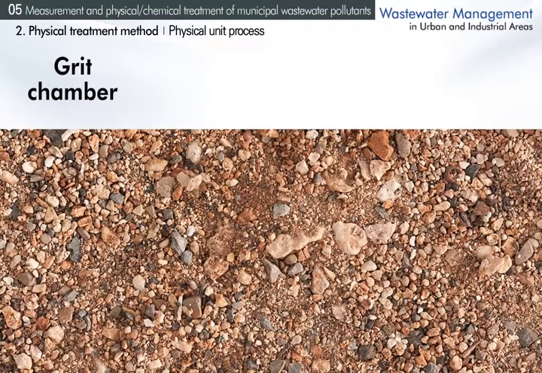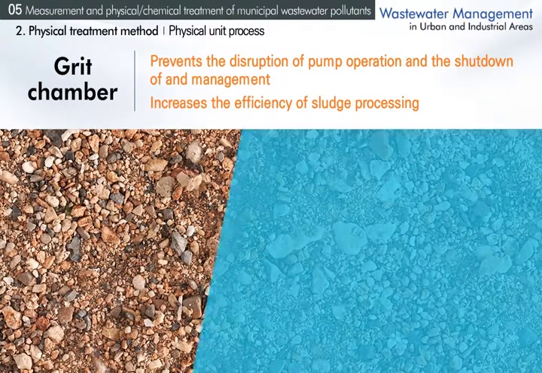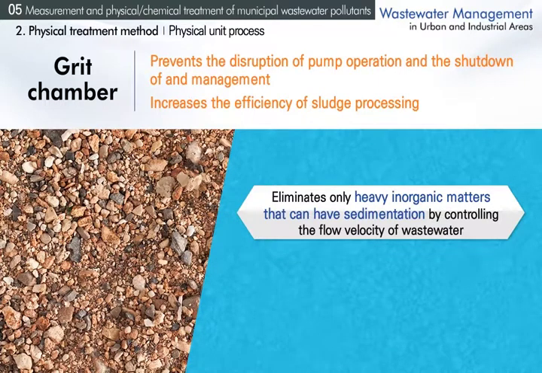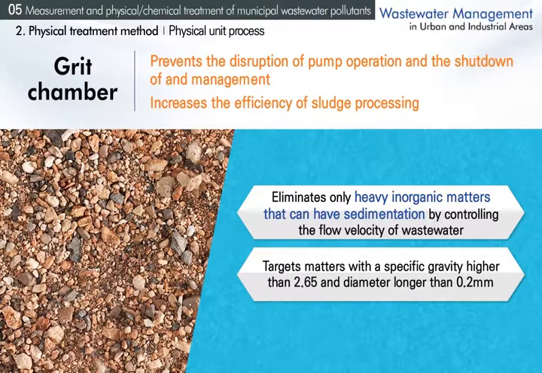Second, grit chamber is a unit process used to prevent the disruption of pump operation and the shutdown of management by pebbles, sand, metals, other inorganic matters, etc., existing in municipal wastewater, and to increase the efficiency of sludge processing. It controls the flow velocity of wastewater and mainly eliminates heavy inorganic matters that can have sedimentation by specific gravity. The targets for sedimentation are matters with specific gravity higher than 2.65 and diameter longer than 0.2 millimeters.